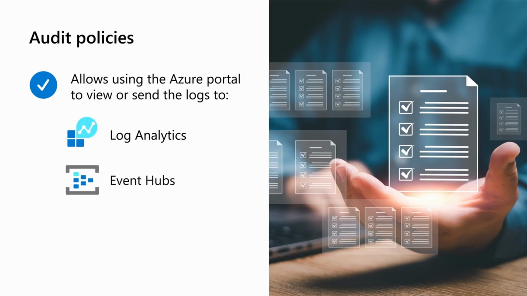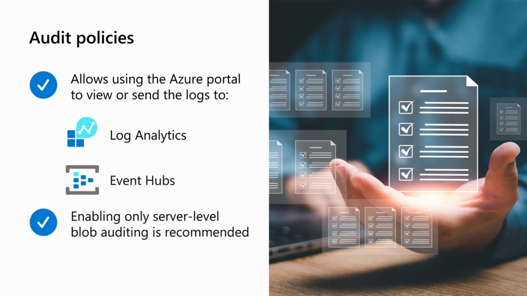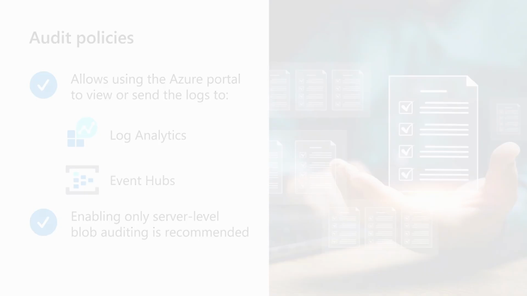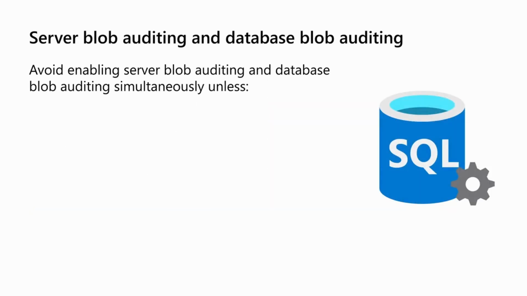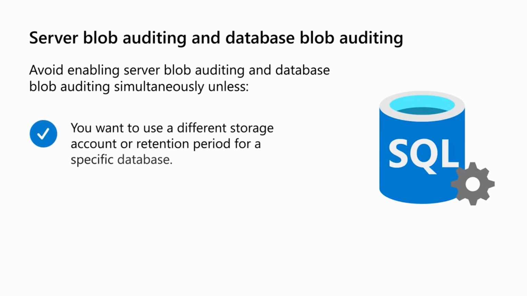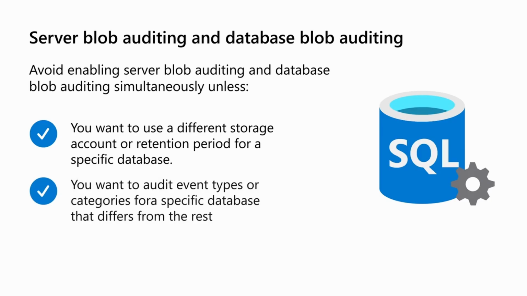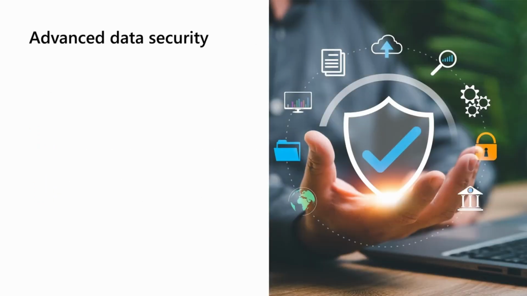Generally, it's recommended that you enable only server-level blob auditing and leave database-level auditing disabled for all databases. You should avoid enabling both server blob auditing and database blob auditing together unless you want to use a different storage account or retention period for a specific database, or you want to audit event types or categories for a specific database that differs from the rest of the databases on the server. With this, let us conclude the concept of auditing and move on to another feature, advanced data security.